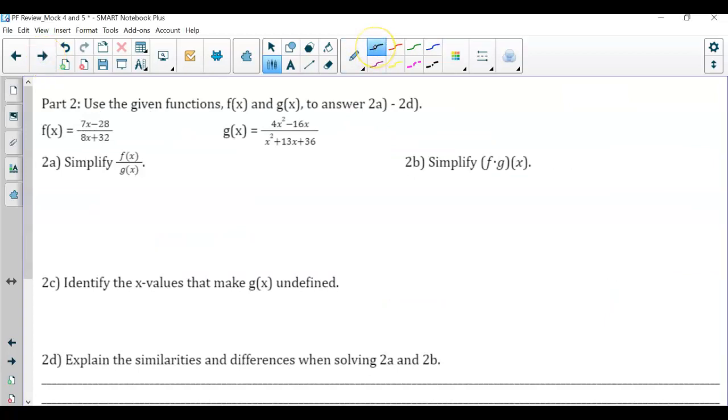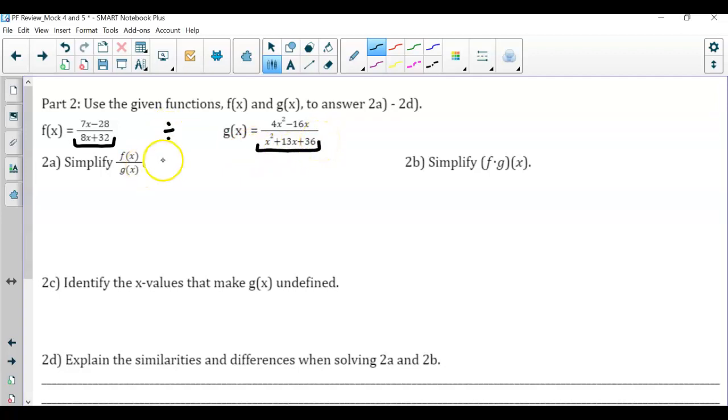Now in part 2, we've got multiple parts here, so we need to make sure to read the directions for each of those parts. Now 2a, we are dividing. So we are dividing f of x, which is here, this rational expression, and we're dividing by g of x.